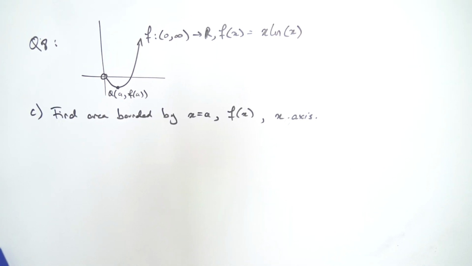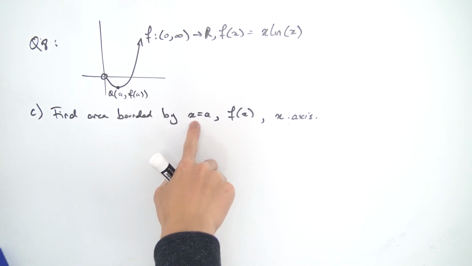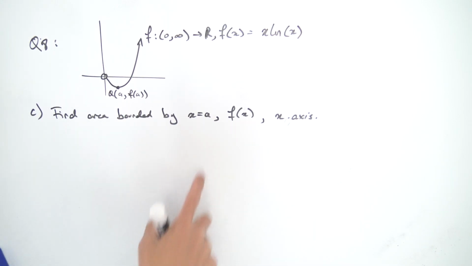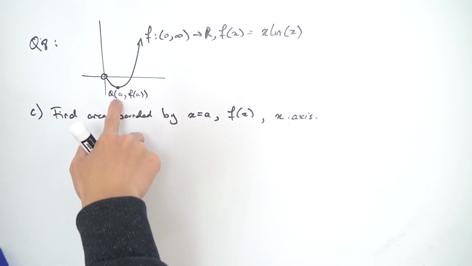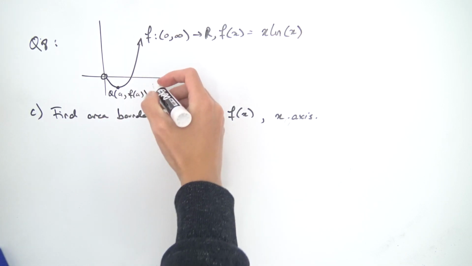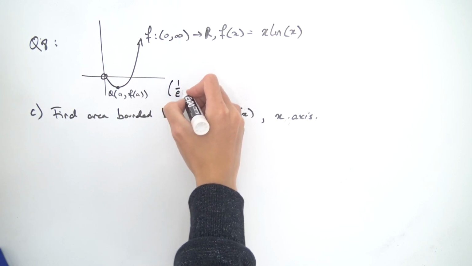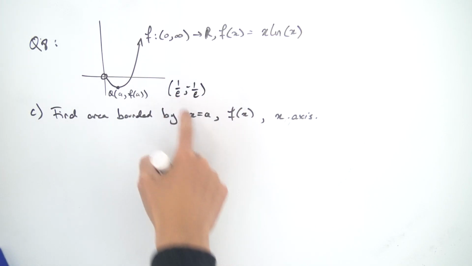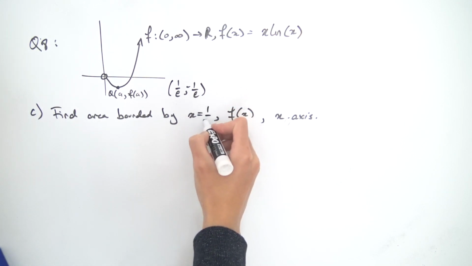For part C of this question, we have some more integration, so we have to find the area bounded by the line x equals a, the function f itself, and the x-axis. So what is the line x equals a? Well, we know what this minimum coordinate is. It's 1 over e, comma, minus 1 over e. So that means a is equal to 1 over e. So let's do that replacement.